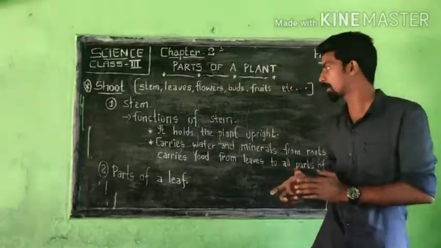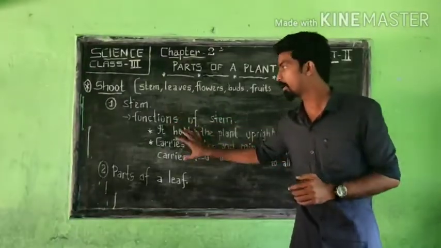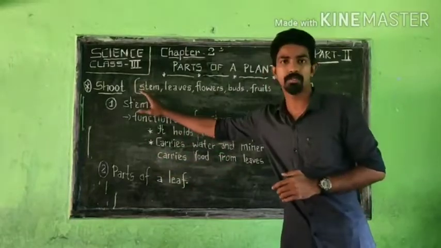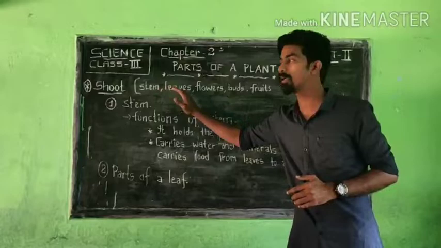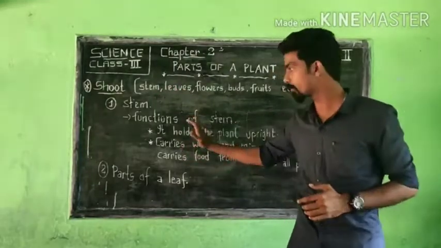So that is all for today. Today we discussed the stem and the functions of the stem. We started with the shoot system, and in the shoot system we studied today the stem and the parts of leaves. I think all of you may have understood that.